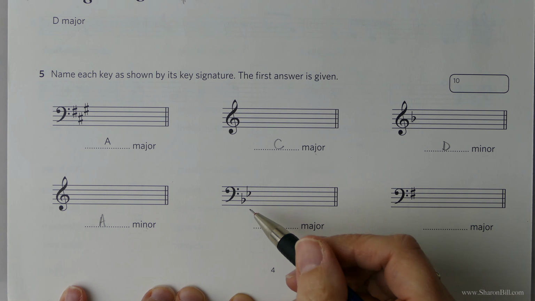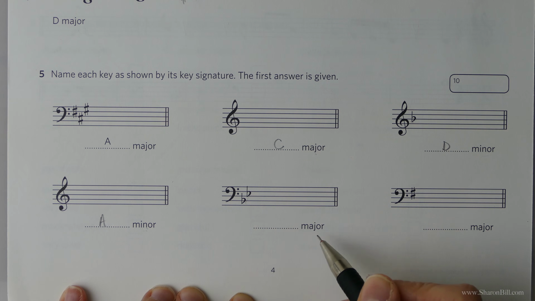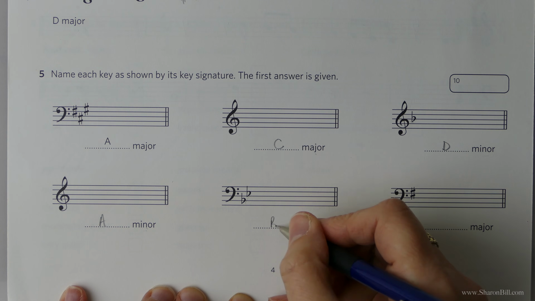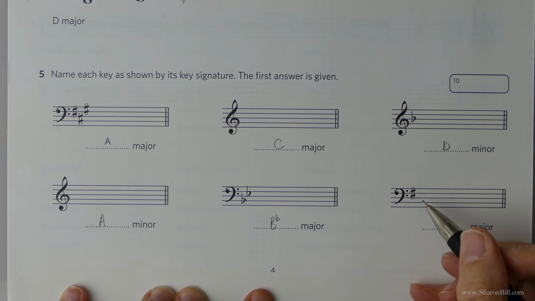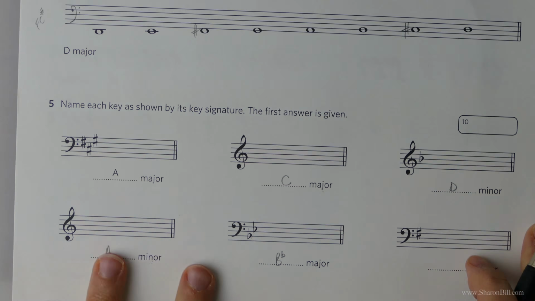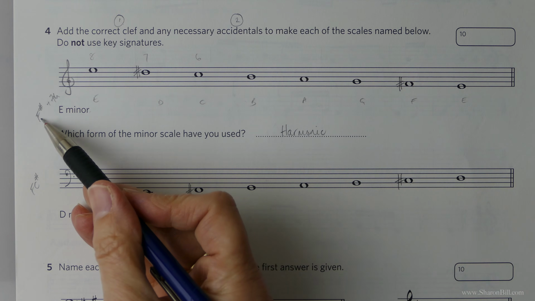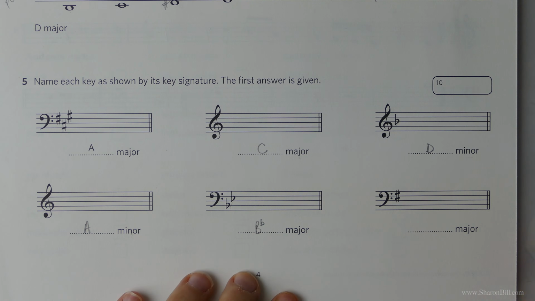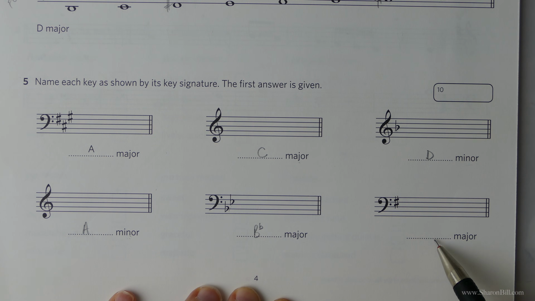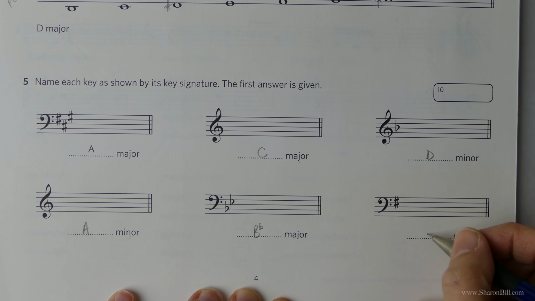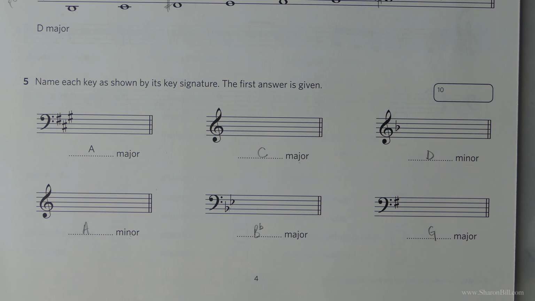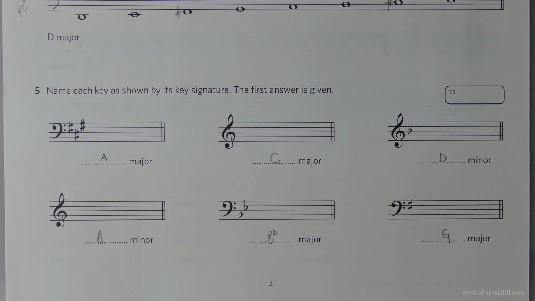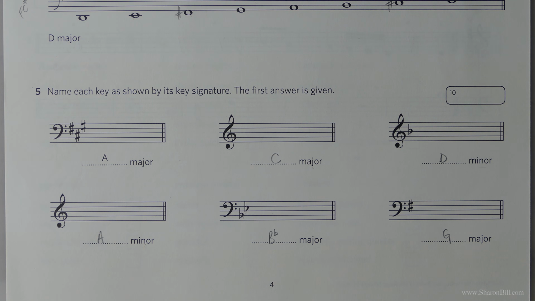Now here we have a key signature of 2 flats, and we need to know which major key that is. That's B flat major. And here this could be E minor, which is the scale that we did in the previous question, which has F sharps as a key signature. However, we don't want to know the minor, we want to know the major, and so this is G major. There we go. So it's just a bit of revision and learning those pairs of keys. That's the end of that question.